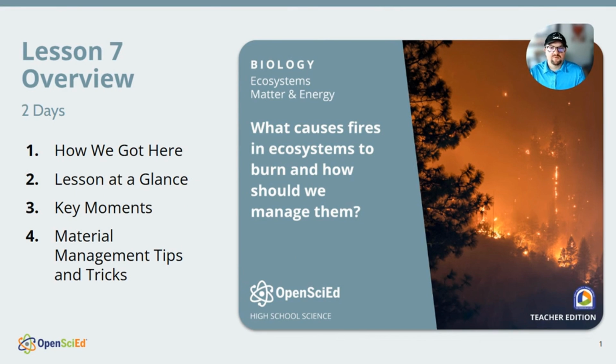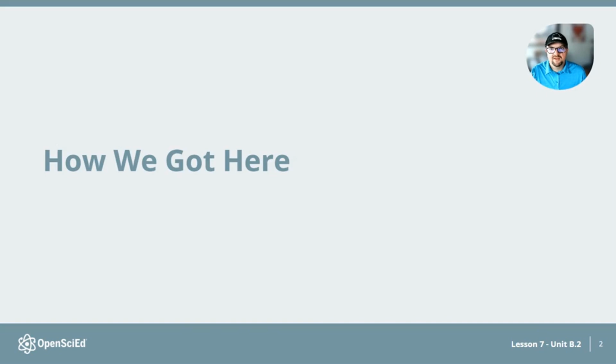In Lesson 7, we're asking what is happening to carbon sinks and other ecosystems, and it gives us an opportunity to look at a clear path for how energy and matter move through different systems around the world. Let's start by looking back at how we arrived at this point in the unit.